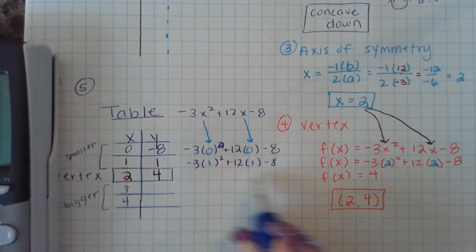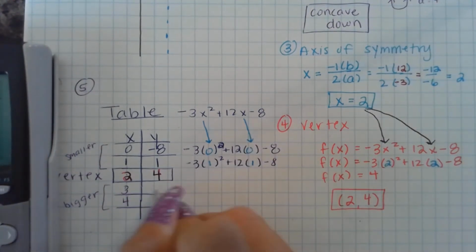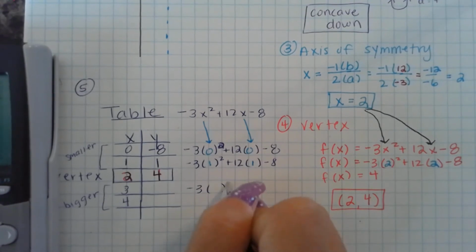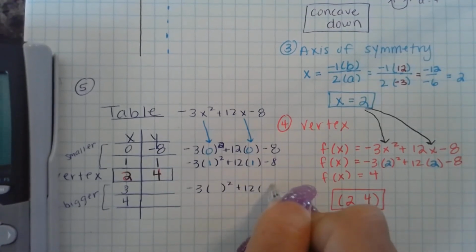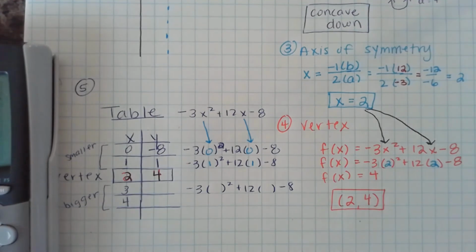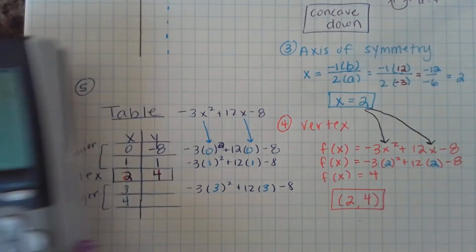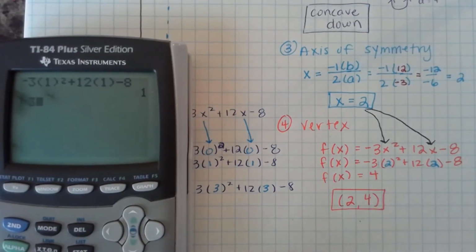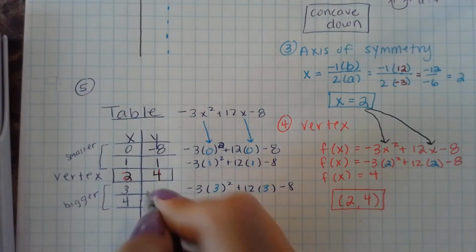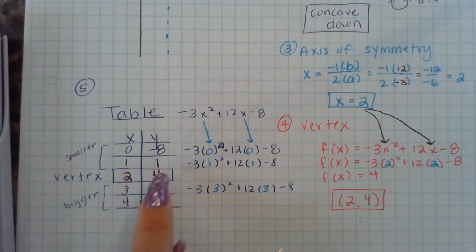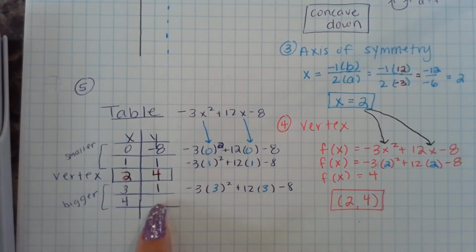Now, we already did our vertex right here, so let's go ahead and jump down to 3. So we have negative 3 times blank squared plus 12 times blank minus 8. And whatever goes in our parentheses, this is our new x. So we're going to write 3 here and 3 here. Let's put it into our calculator. Negative 3 times 3 squared plus 12 times 3 minus 8. And we get 1 again. And look, it's already looking like our vertex and these two are matching. So I anticipate that this one's going to be a negative 8, but let's just check it.